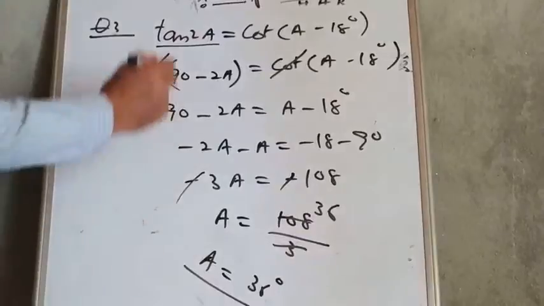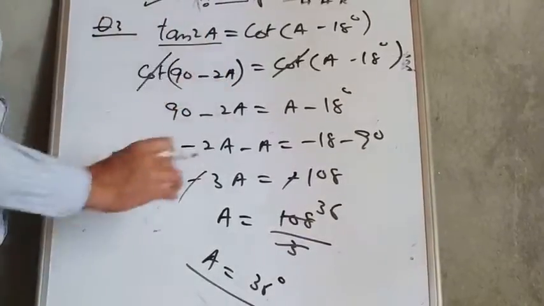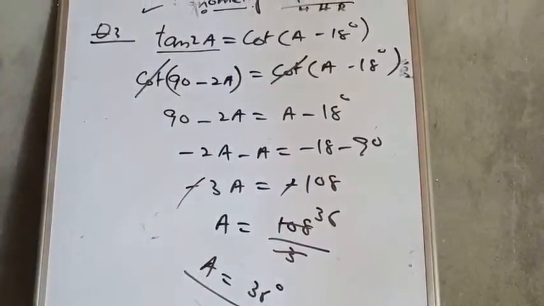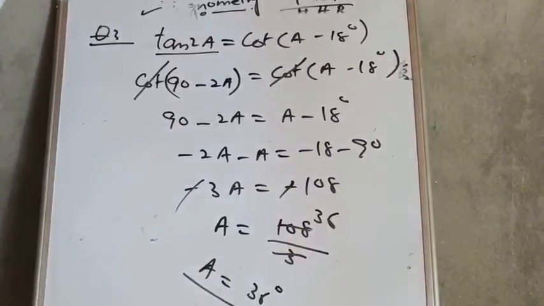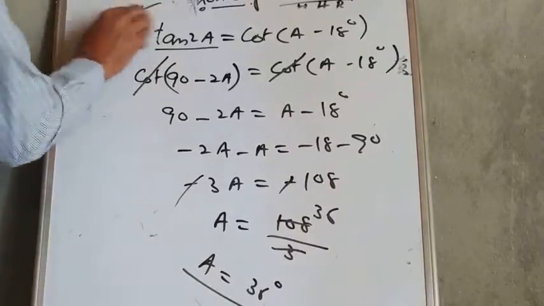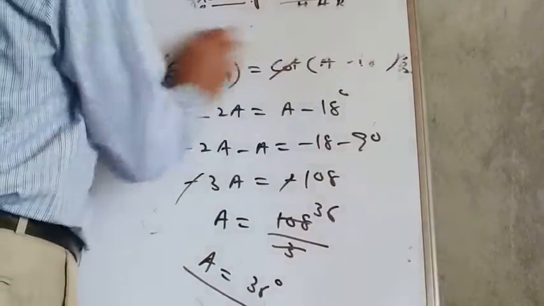So this is a very important question. You will change one angle. So a is your 36. Similarly, in the similar fashion, you have to attempt question number 4, question number 5, and question number 6. So what is question number 4 here?